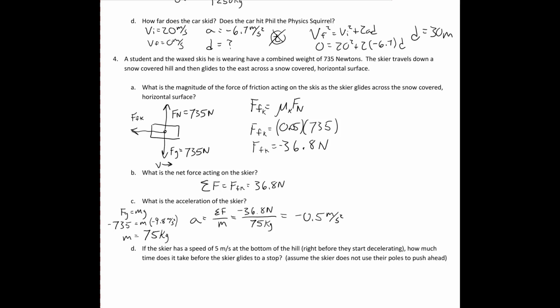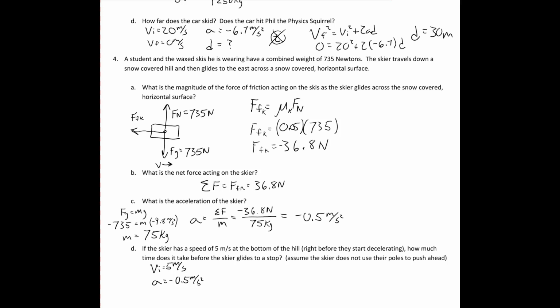All right, D. If the skier has a speed of 5 meters per second at the bottom of the hill, right before they started decelerating, how much time does it take before the skier glides to a stop? Assume the skier does not use their poles to push ahead. Again, just a kinematic equation here. They're telling you the initial velocity. We just did all that work to find the acceleration. 0.5 meters per second squared.